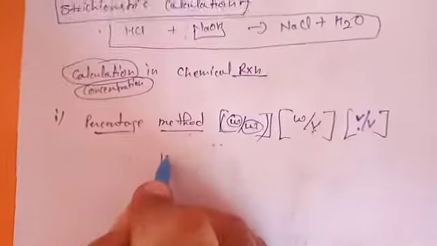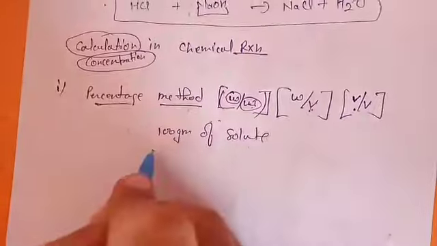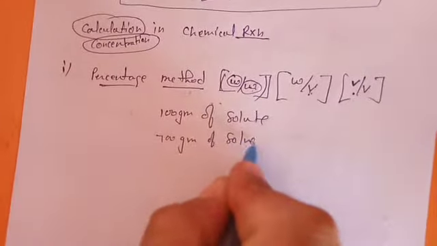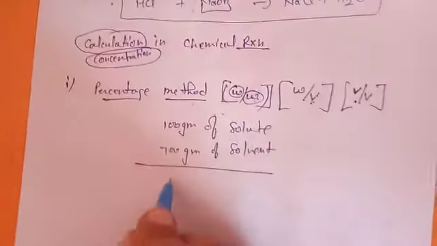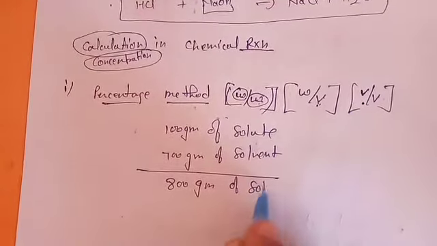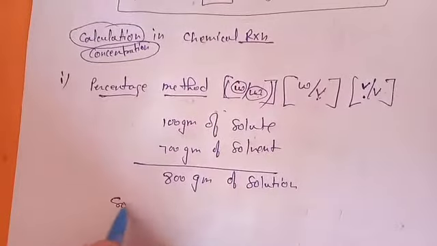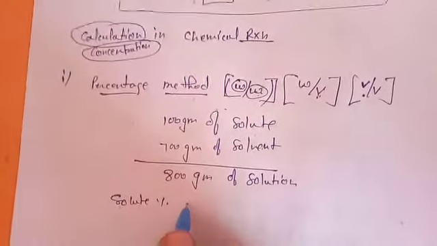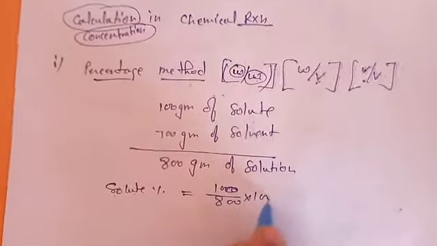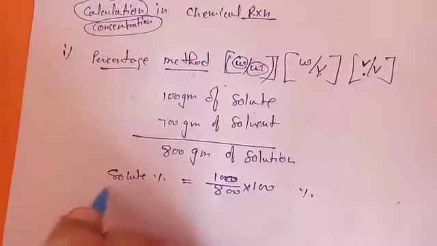You can easily calculate the percentage. How? Suppose you have mixed 100 gram of some solute into 700 gram of solvent. So what will be the mass of the solution? Obviously 800 gram. So what will be the solute percentage? It will be 100 divided by 800 into 100. Simple. So this will give you the percentage of solute.